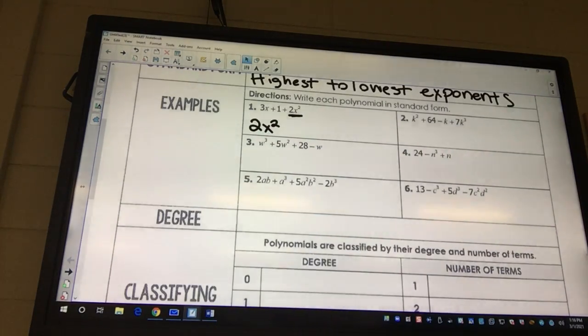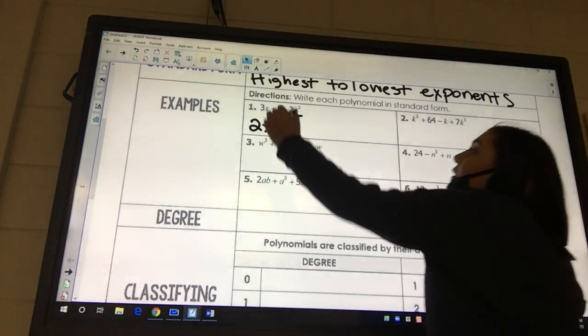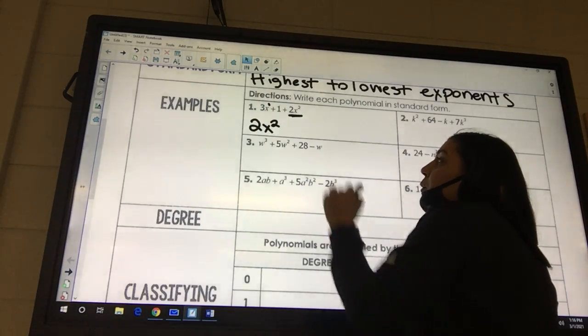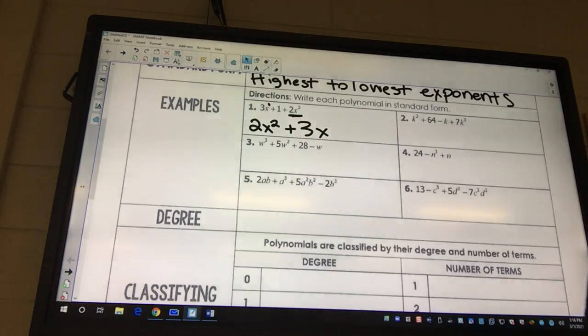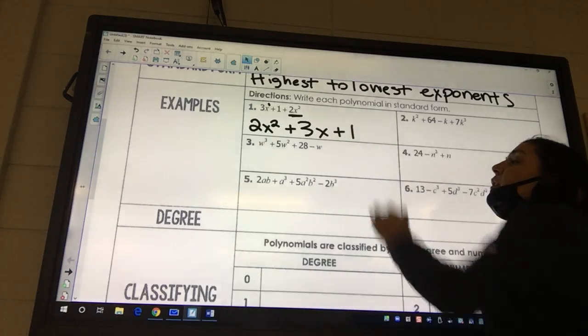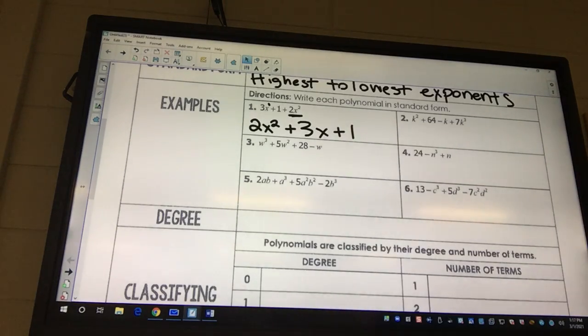What is the next lowest exponent? Yeah, that's 3x. It really has a 1 right here. This exponent is really 1. So it's going to be plus 3x, and what comes last? The 1. That's all. We need to write it in standard form. We go highest to lowest.